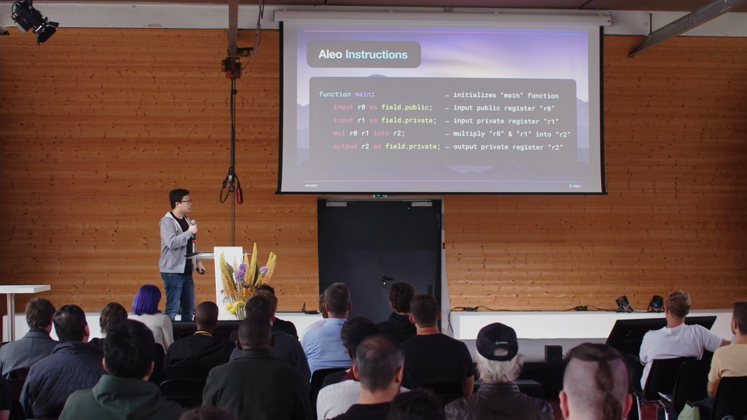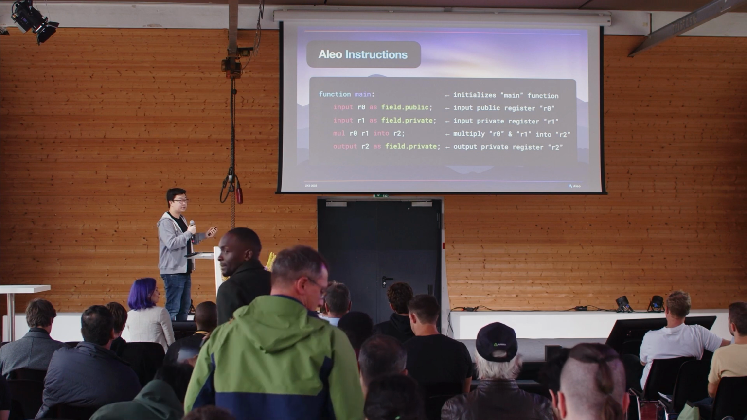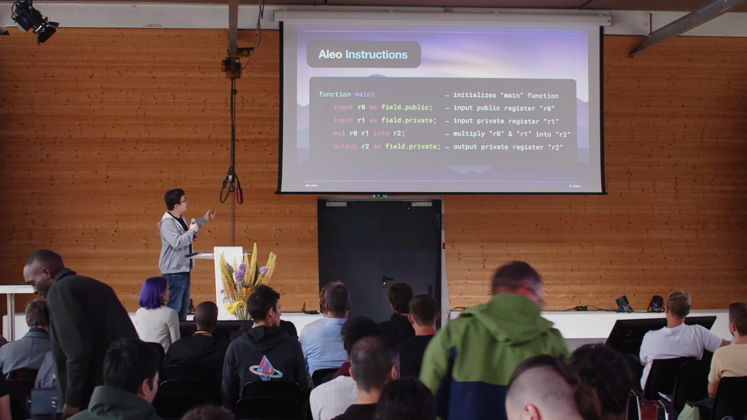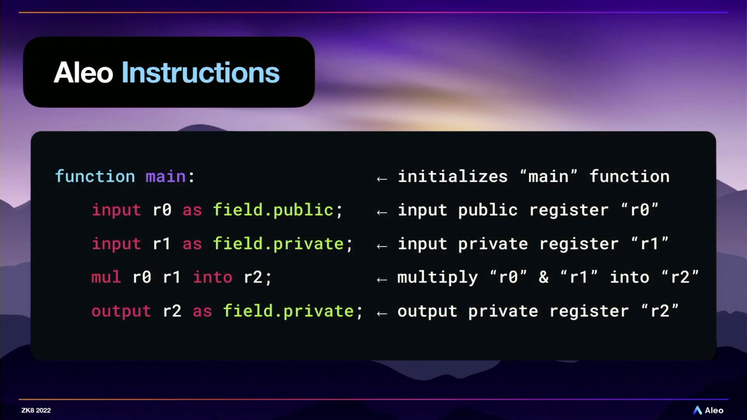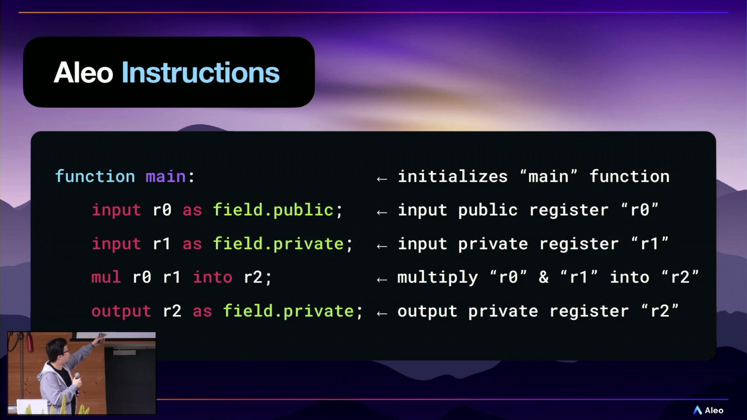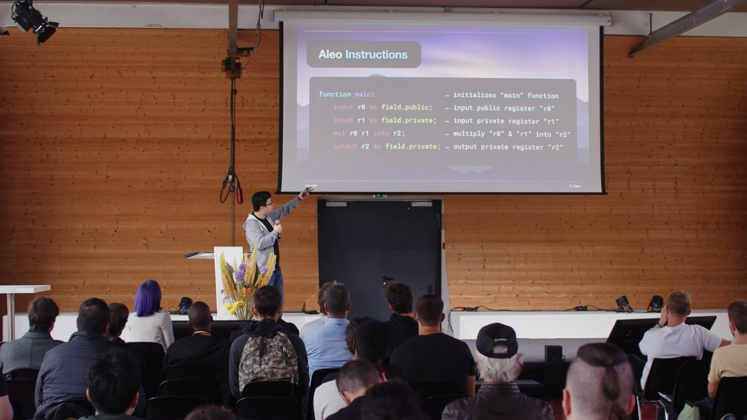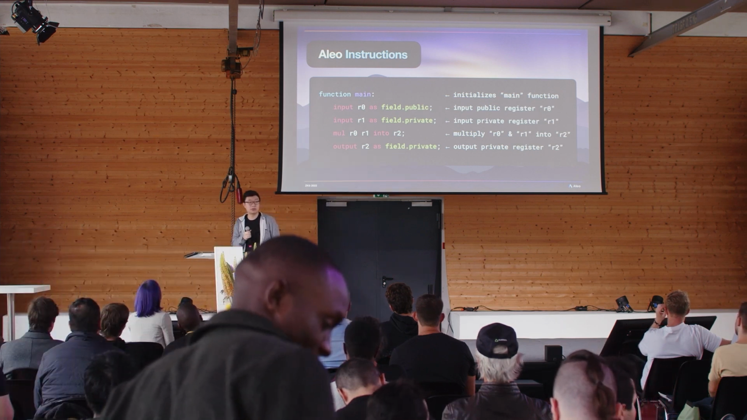To give you just a small taste of what this looks like, this is the syntax for Aleo instructions. You can see here function main, and my inputs start off with registers, register 0 and register 1. In this example, what I want to do is multiply these two numbers. So I can pass in a public field element and a private field element. I can multiply these two things into register 2. And then lastly, I can output as a private register, field.private, basically the result of that multiplication.